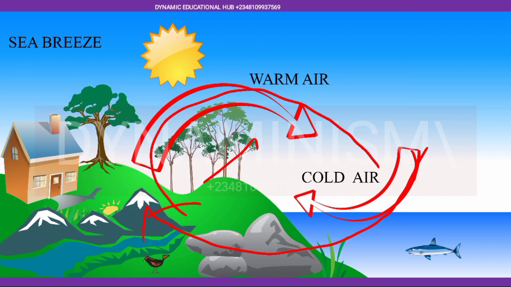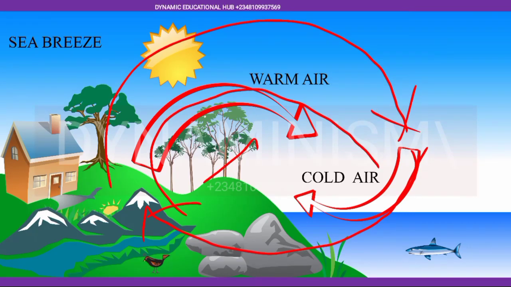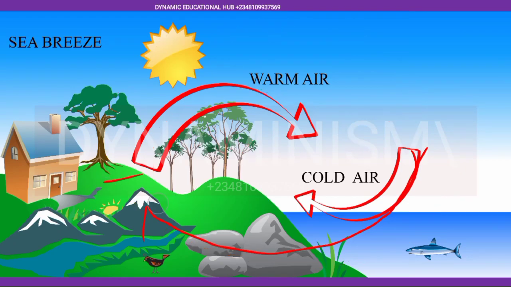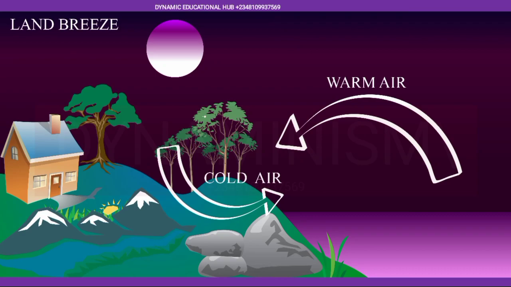So automatically we have the currents. This is the direction like this. Then the cold air like this. You have it that way during the afternoon. So let's look at what will happen during the night. So this time is known as what? Sea breeze.